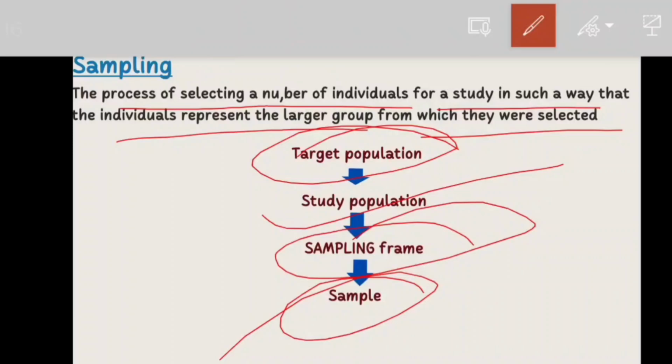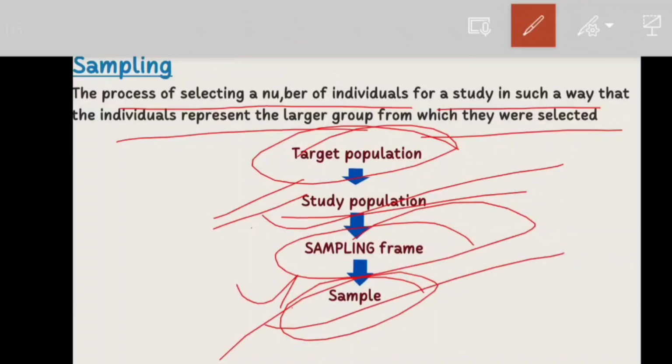Imagine we want to study oral health in a larger population, and the larger population is the one we are interested in. From this we identify the study population, and finally we select our sample from the study population. So here the flow is target population, study population and the sample. The important idea is we study the sample to understand the larger population. This is an important idea.